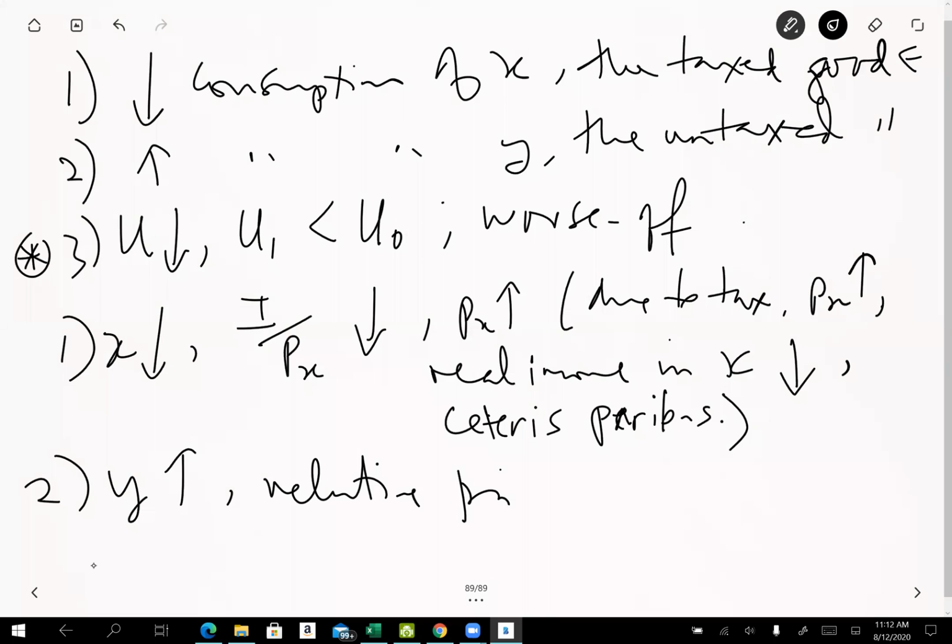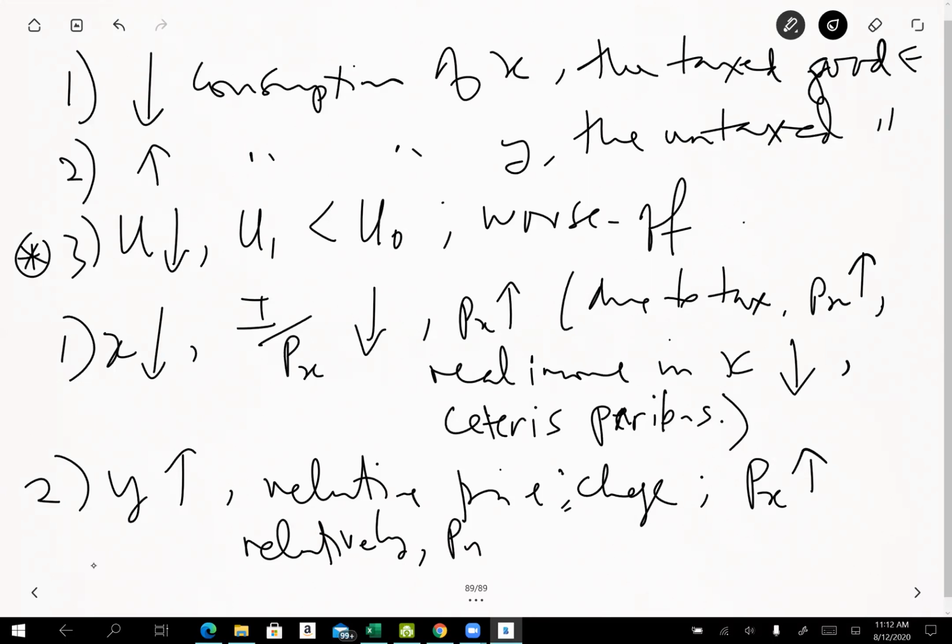Okay. Now, when the price of X increases, the relative price now changes. Now, the price of X increases relatively. Relatively means relative to the Y. So when the price of X increases, price of Y does not change. That means the price of X relatively has gone up. What about the price of Y? The price of Y now remains the same. Okay, remains the same. So in other words, Y is cheaper.